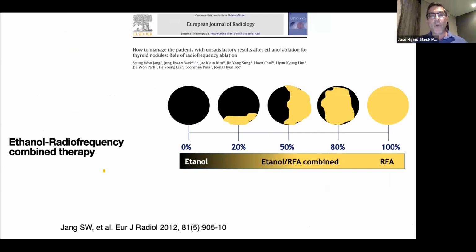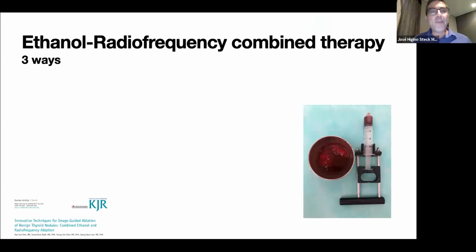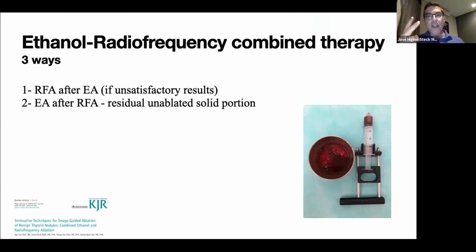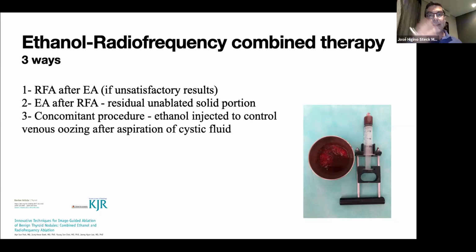So combined ethanol and radiofrequency therapy was proposed. You need to consider this with a solid component of more than 20%. This paper showed that you can combine ethanol and radiofrequency to treat these mixed nodules in three ways. The first, you can perform a radiofrequency ablation after ethanol ablation if you had unsatisfactory results. The second way, you can perform an ethanol ablation after radiofrequency ablation if you have some residual unablated solid portion. And third, you can do the concomitant procedure, with ethanol injected at the same time as radiofrequency ablation.